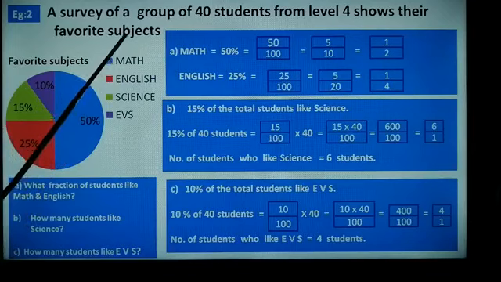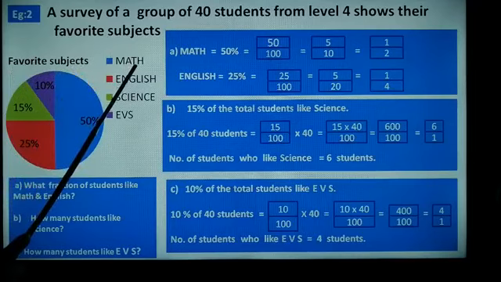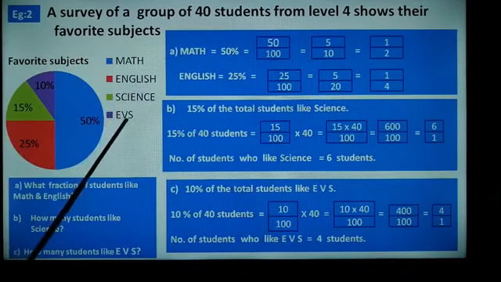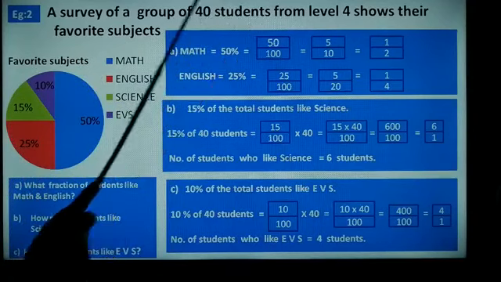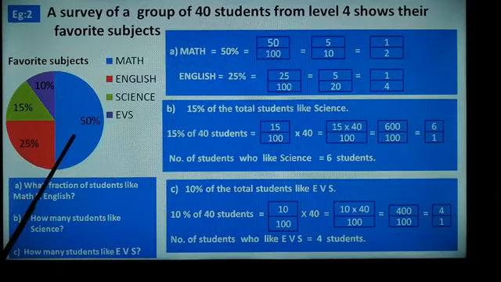Okay, so here we will find that the title given is favorite subject. Keys are given: blue for math, red for English, green for science and purple for EVS. The pie chart does not give the number. The total of 40 students we know, but it is not mentioned how many like each subject. Only the percentage is given: 50 percent, half of the circle. Half of the pie chart is math. Then 25, 15 and 10. So this is the information given here.